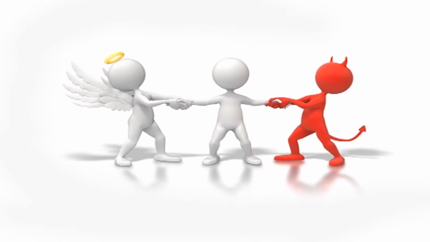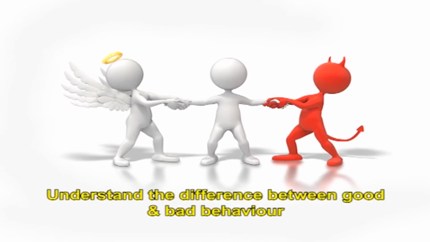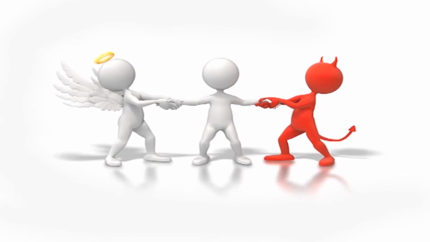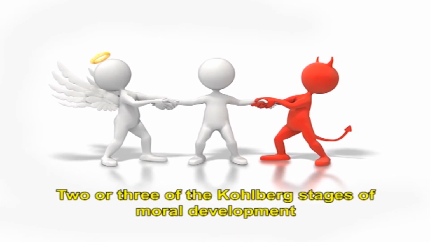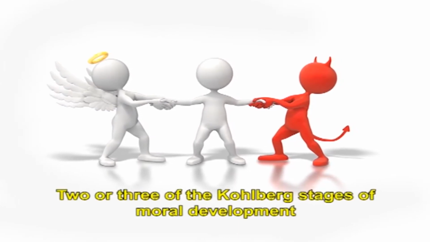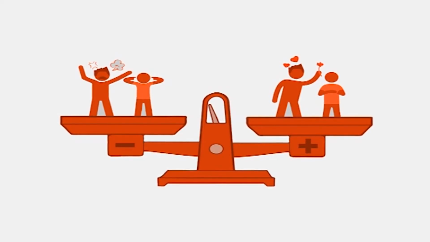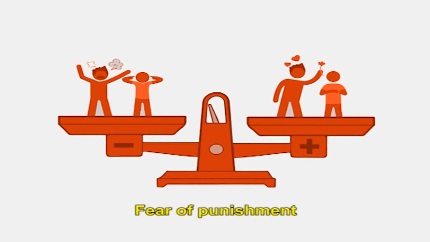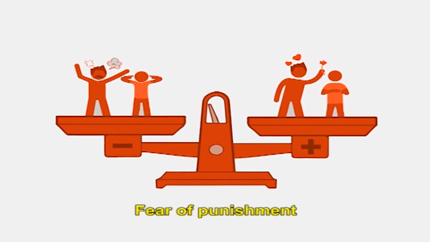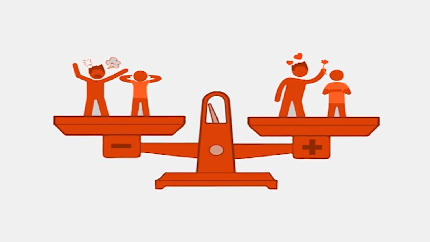However, most of them can understand the difference between good and bad behaviors. This understanding provides the basis for more complicated moral thinking in the future. Diamond asserts that children generally pass through two or three of the Kohlberg stages of moral development on their way to adolescence. The first stage is fear of punishment, which is when children do the right thing because they don't want to suffer the consequences.